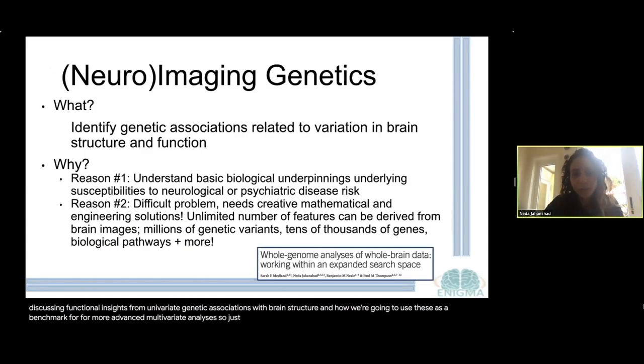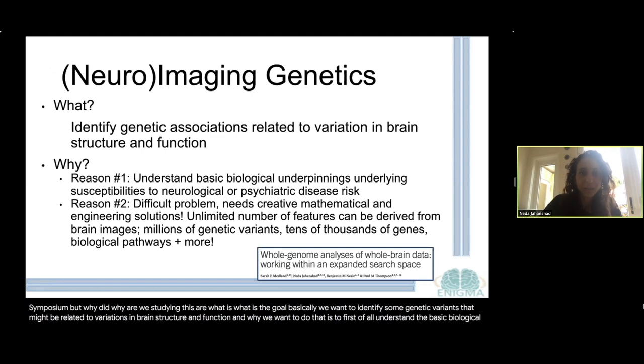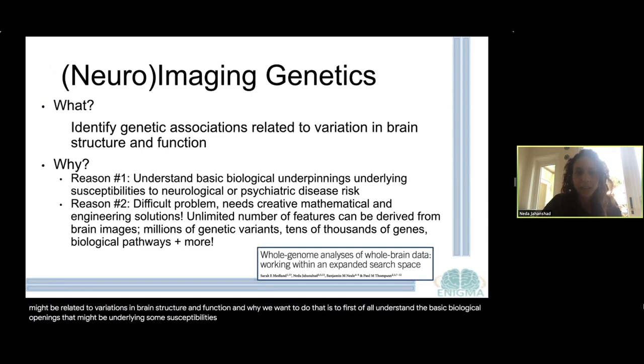So just a quick background. You're all here in an imaging genetics symposium, but why are we studying this, or what is the goal? Basically, we want to identify some genetic variants that might be related to variations in brain structure and function. Why we want to do that is to, first of all, understand the basic biological underpinnings that might be underlying some susceptibilities to neurological or psychiatric disease risk, or that might lead to different brain changes throughout the lifespan.